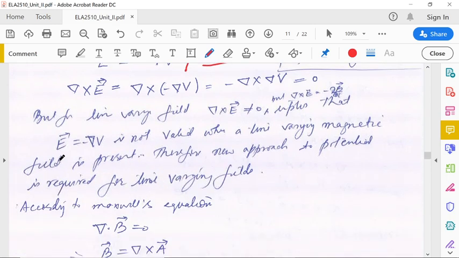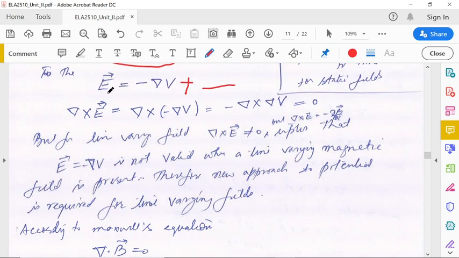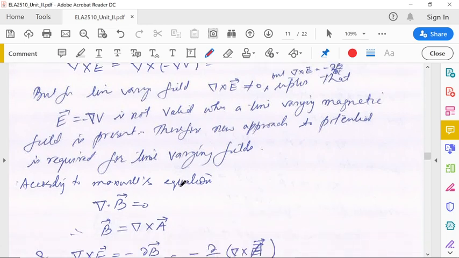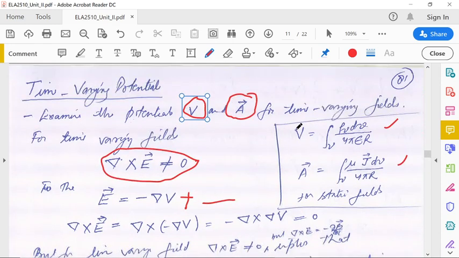So it is written here that E equals minus gradient of V is not valid when a time varying magnetic field is present. Therefore, a new approach to potential is required. In this case, if you know the E, we can't compute the V from this formula, but rather we have to see it in a different way. So what we are going to do is obtain a differential equation for V and A. We will obtain the differential equation of V, and similarly the differential equation of A. And the solution of that differential equation will give the expression of V for the time varying fields.